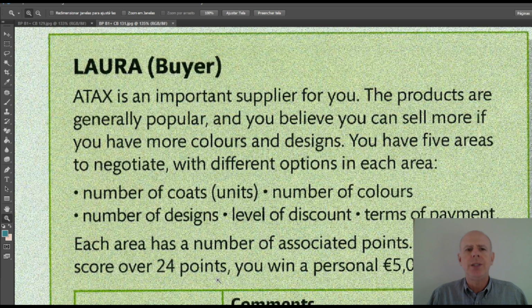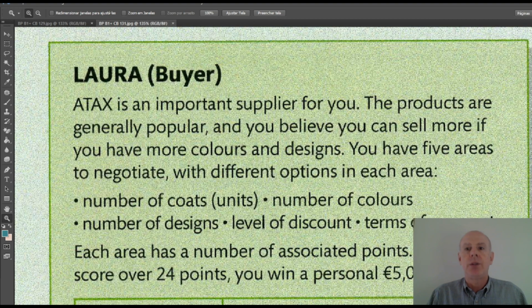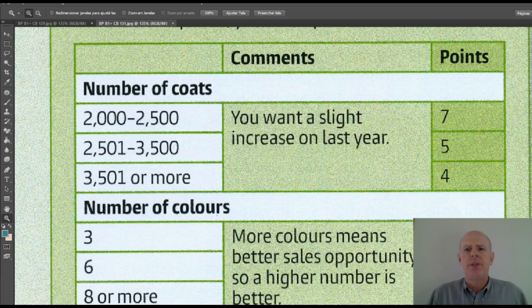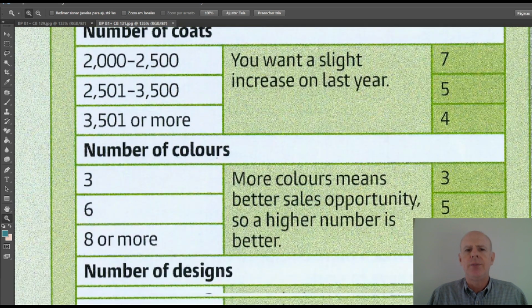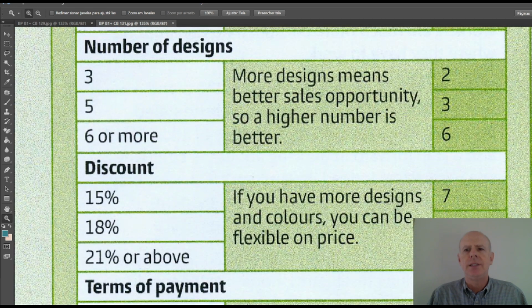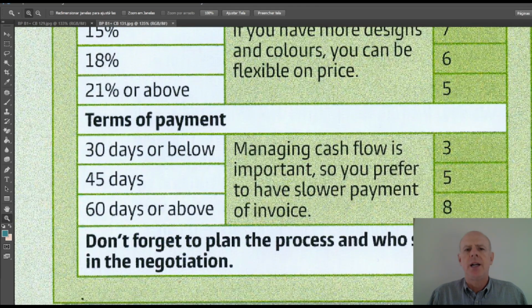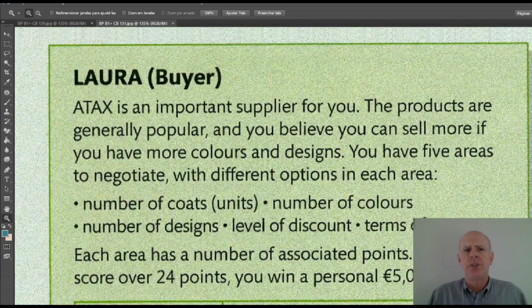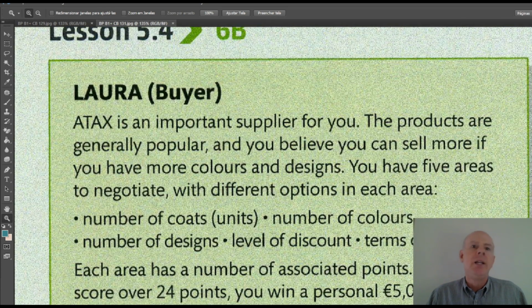If you score over 25 points, you win a personal 5,000 euros bonus. Well, again, I shouldn't show you everything because you can work for ATEX. And if you know Laura's strategies, it wouldn't be very good for the exercise. But if you want, you can take a print and study in more detail. Here are all the parameters. The point is that everybody wants good terms and above all, they want to keep the relationship between ATEX and Laura, right?